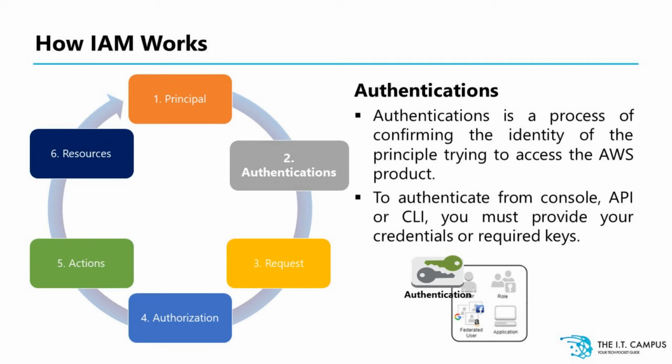To authenticate from the API or AWS CLI, you must provide your access key and secret key. You might also be required to provide additional security information. For example, AWS recommends that you use multi-factor authentication to increase the security of your account.